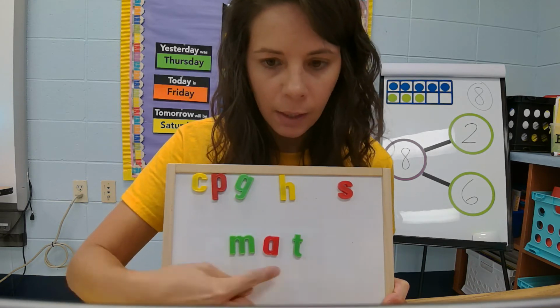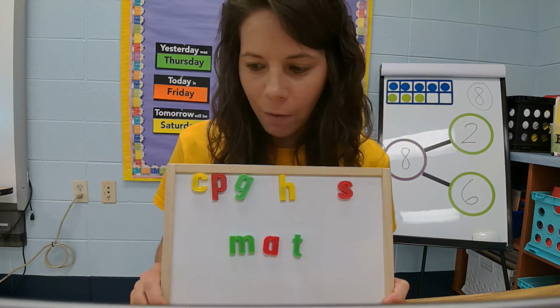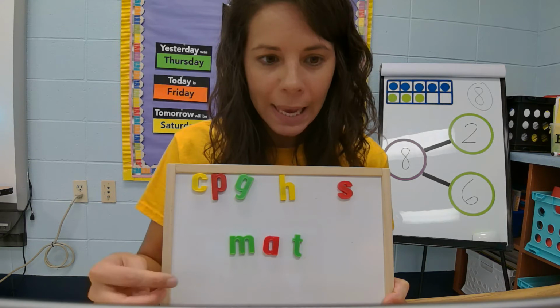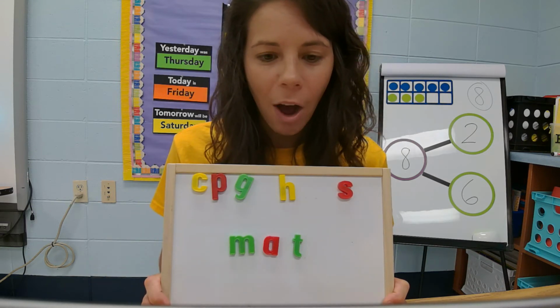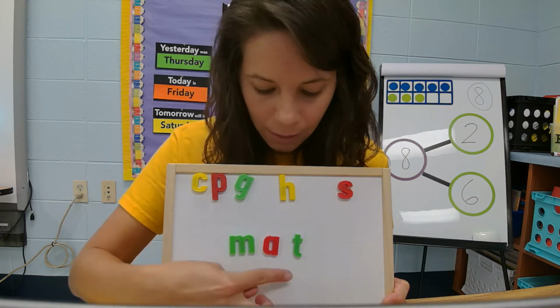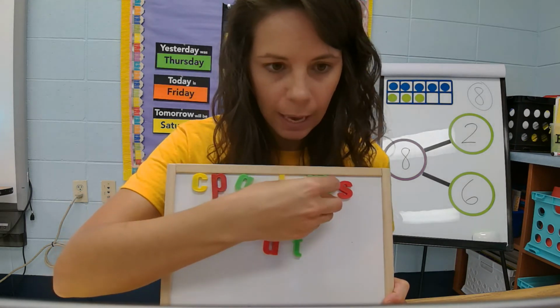At, mat. Awesome. All of those words rhyme. Cat, mat, pat. They all end in our at. Okay, so that means they rhyme when the ending sounds the same.